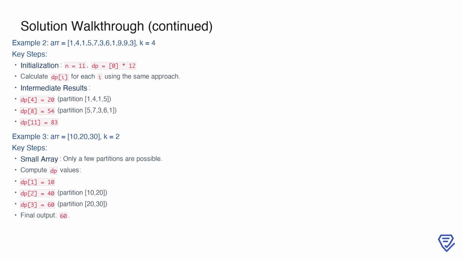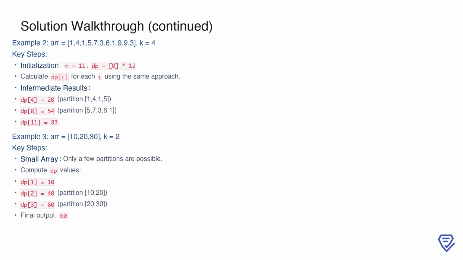Let's look at another example where ARR is 1 4 1 5 7 3 6 1 9 9 3 and K is 4. Here, the length of the array is n equals 11, and we initialize the DP array with zeros, of size n plus 1. Using the same dynamic programming approach, we calculate DP[i] for each index.